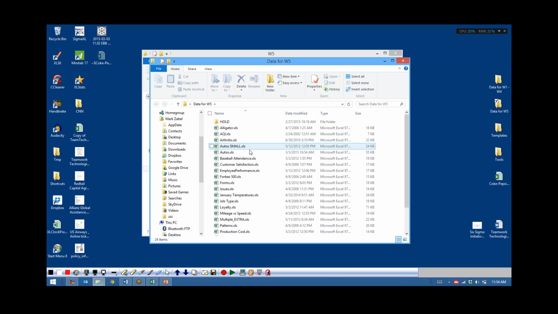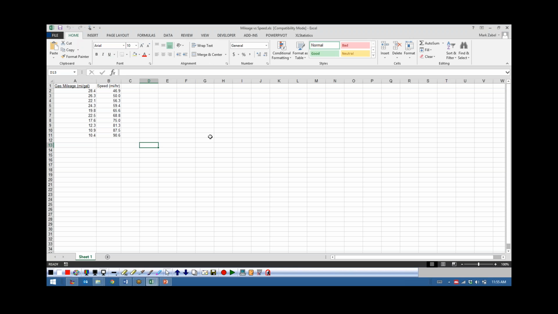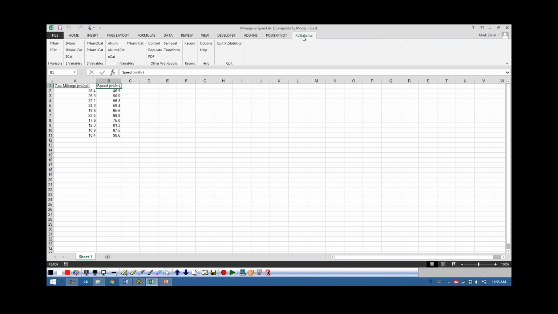What I want to do is look at mileage versus speed. So here, this might be in a track test where I'm checking to see if the gas mileage that I get in my car is affected by the speed that I drive. Let's start out with that. The first thing that we should do is a plot, and in this case, it's a scatter plot. So let's take a moment to do a scatter plot first.